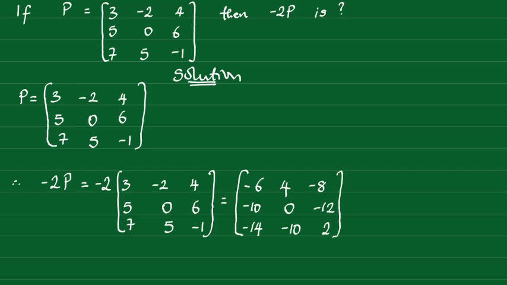Bracket close. Therefore, our answer is the bracket (-6, 4, -8, -10, 0, -12, -14, -10, 2).